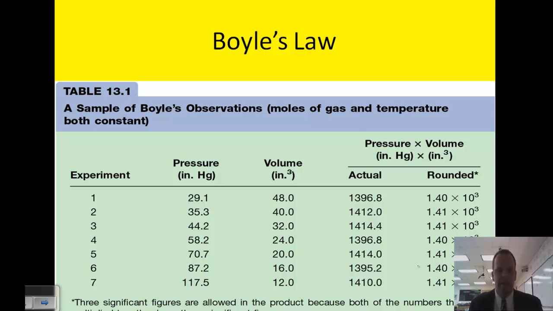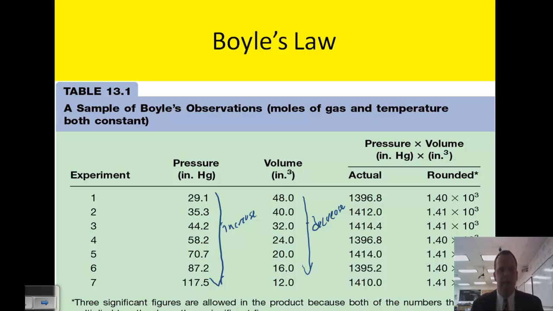You can see that as the pressure is increasing, going down this first column, the volume is decreasing. So in this case, we're increasing. As we go down here, we're decreasing. When you multiply those two numbers together, the actual number that you get, rounded to three significant figures, is 1.40 or 1.41 times 10 to the third.